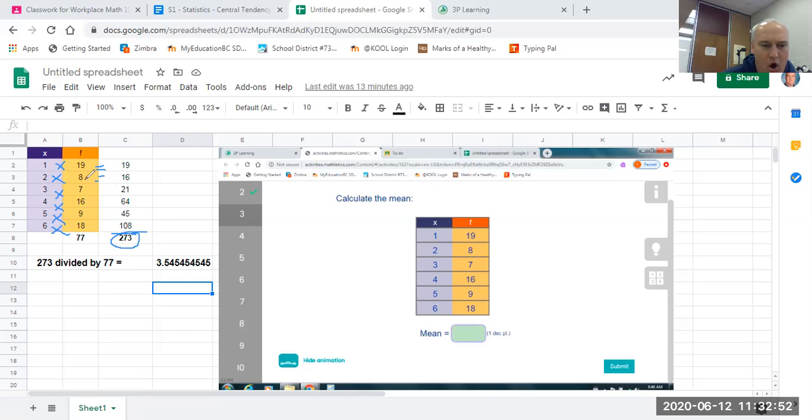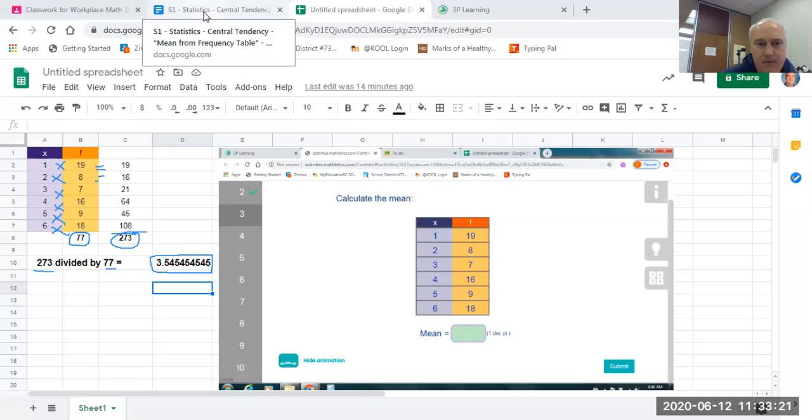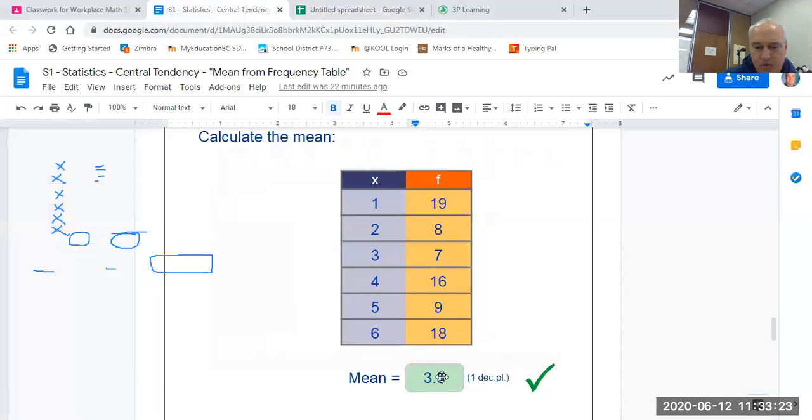Now, if I total up all of the frequencies, in other words, how many numbers we had, all of these add together to 77. So I had 77 numbers, and the collective value of those is 273. So I take the total value and divide it by 77, and the answer here is 3.545. Rounded to 1 decimal place, that would be 3.5. And that is why, when I click on here, we see that the value is 3.5. Does that make sense, hopefully?